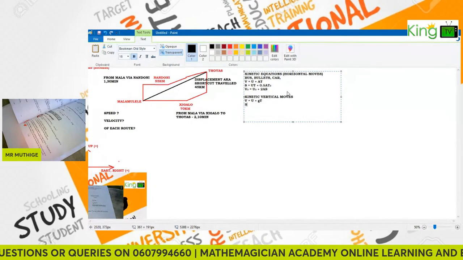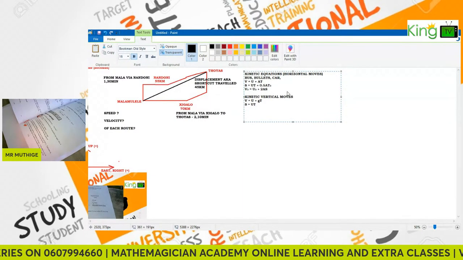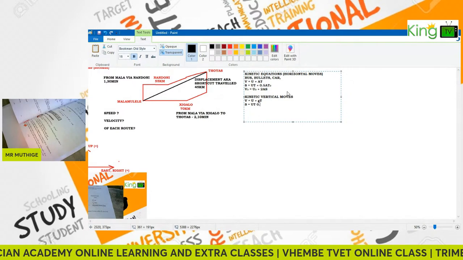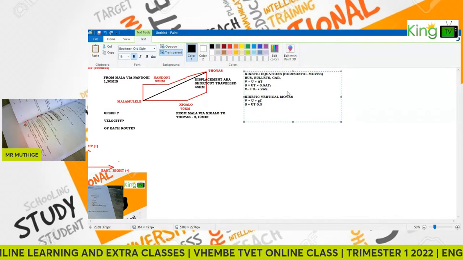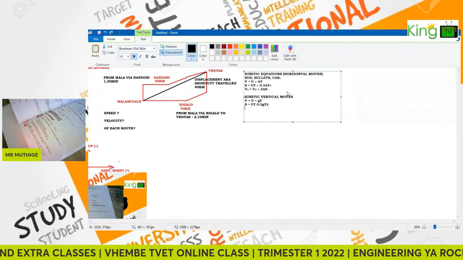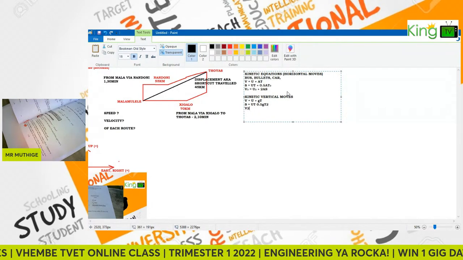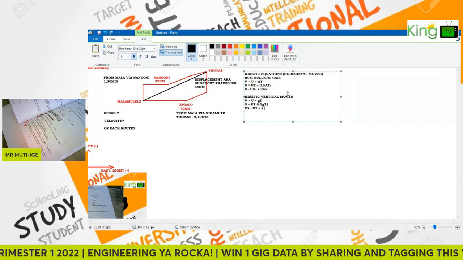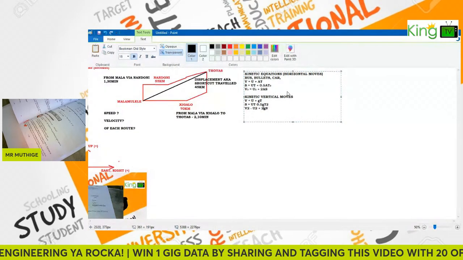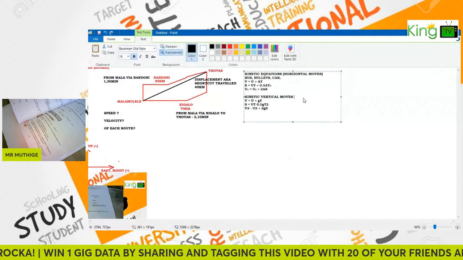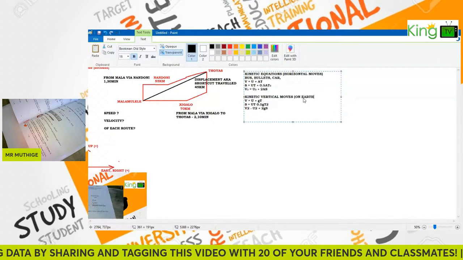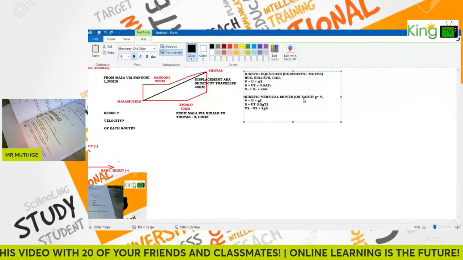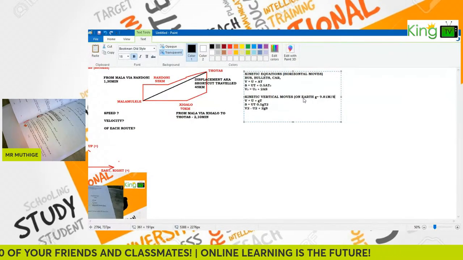And then there is s = ut + 0.5gt squared. And then there is v squared: v squared is u squared plus 2gs. There you have it. With these ones on Earth, g is equal to 9.81 meters per second squared.